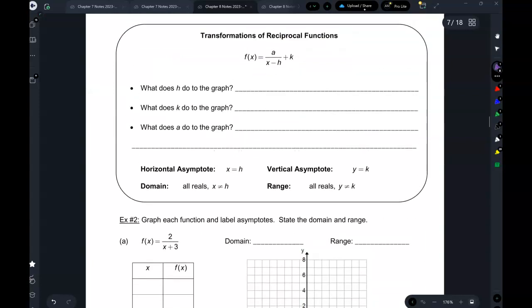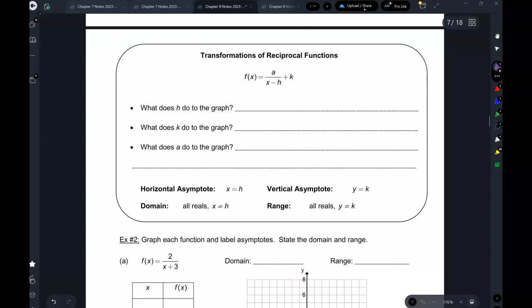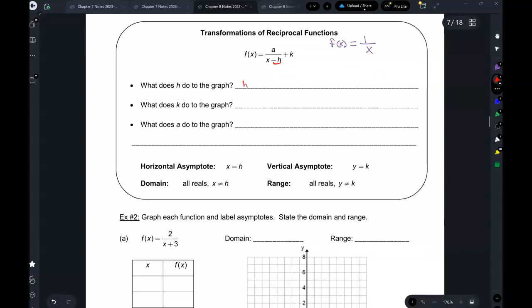All right. So now let's talk about transformations. So transformations of these functions work in the same way. All right, so what was the parent function? The parent function was f of x equals 1 over x. So now, if I introduce a minus h here, right, next to the x, what does that do to the graph? It's a what? It moves it where? It's a horizontal shift. Good.